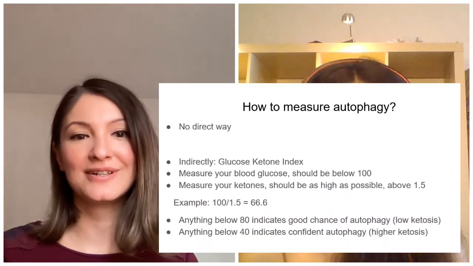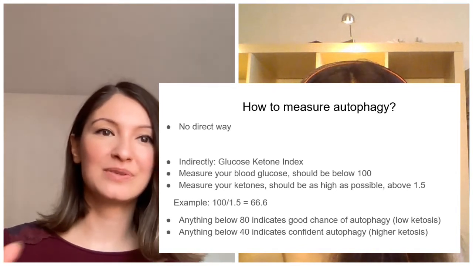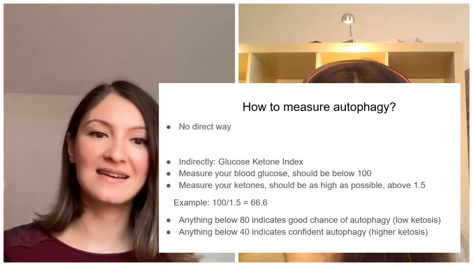And then there is this index that is being generated, the glucose ketone index. You're basically dividing your blood glucose by your ketone levels, and then you get a number. So for example, let's say your blood glucose is 100, and then your ketones are 1.5. So 100 divided by 1.5 is 66.6. And this is your glucose ketone index. Ideally, when you're fasting, you will have lower blood glucose, and you will also have rising concentrations of your ketone bodies. And then you get this kind of number.